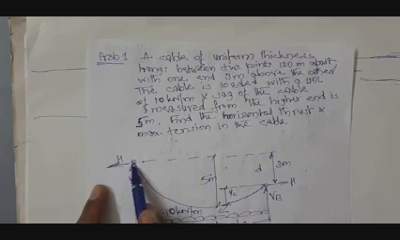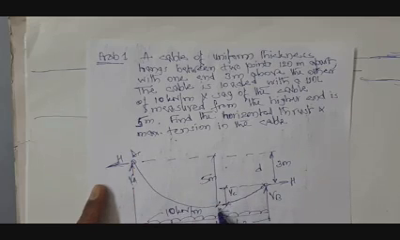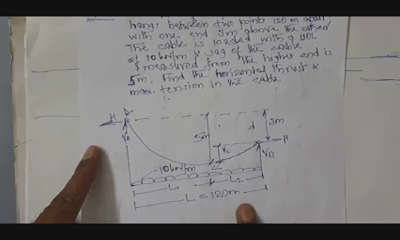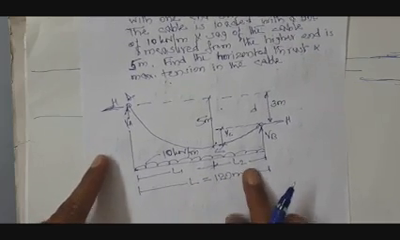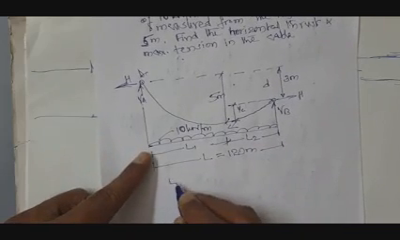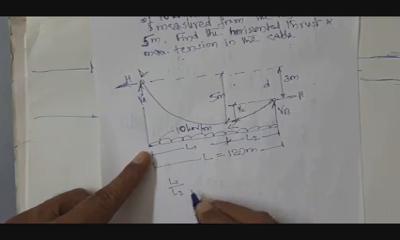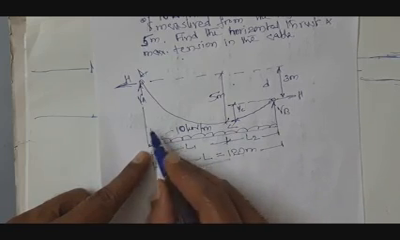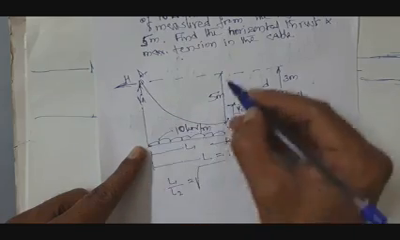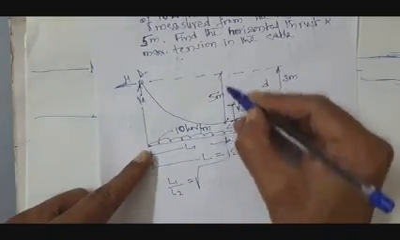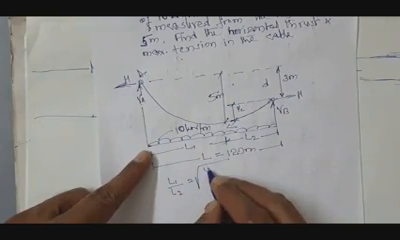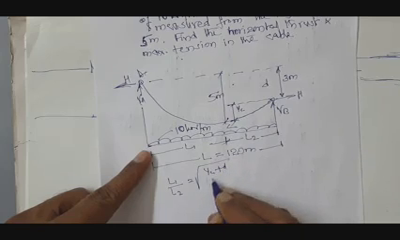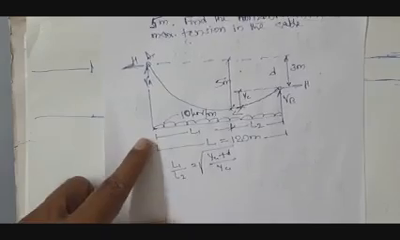Naturally, the horizontal distance between A and the lowest point C is L1, and the horizontal distance between the lowest point and B is L2. Here L1 plus L2 equals 120 meter. First we need to calculate L1 and L2. What is the L1 and L2 relation? We have just got L1 by L2 equals the dip of the cable on this side with A as origin, that is YC plus D, divided by YC. This relation we know.